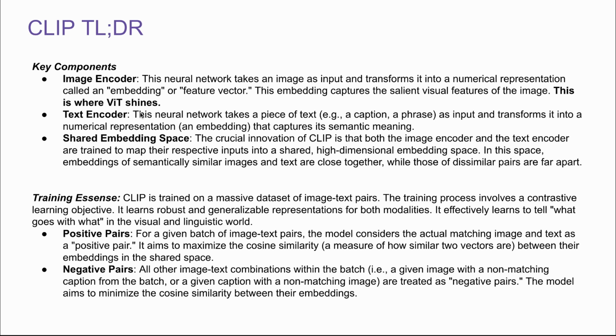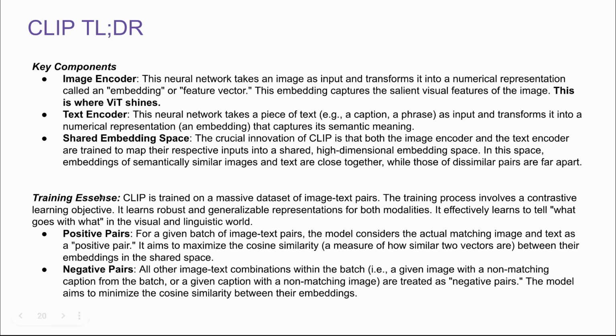The next key component is the text encoder. This neural network takes a piece of text as input and transforms it into a numerical representation that captures its semantic meaning. The last one is the shared embedding space. The crucial innovation of CLIP is that both the image encoder and the text encoder are trained to map their respective inputs into a shared high-dimensional embedding space. In this space, embeddings of semantically similar images and text are close together, while those of dissimilar pairs are far apart.